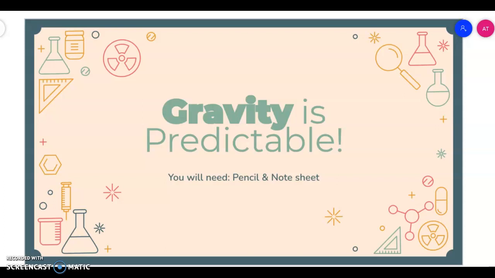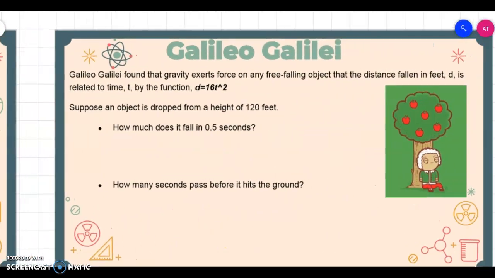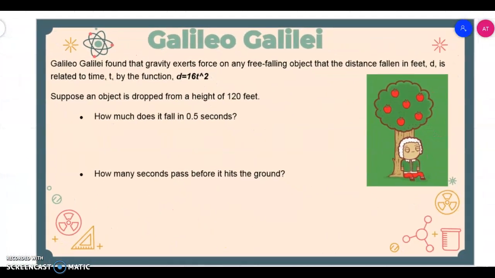Woohoo! We're super close to the end of our quadratic functions unit. The last few lessons that we're going to have are going to be dealing with gravity. Gravity is predictable. How amazing is that? Well, let's get into our story and see how it's predictable.